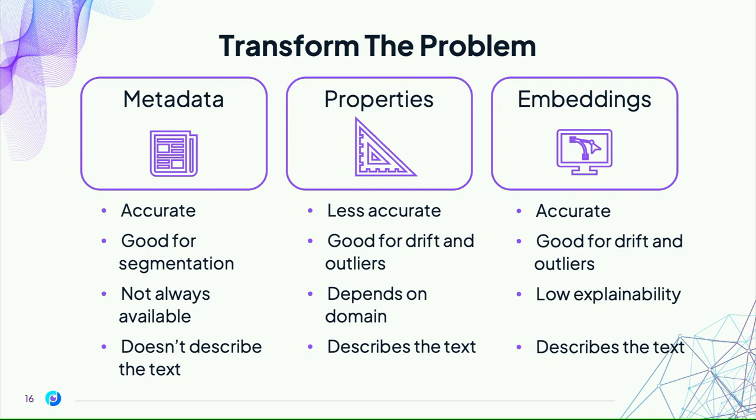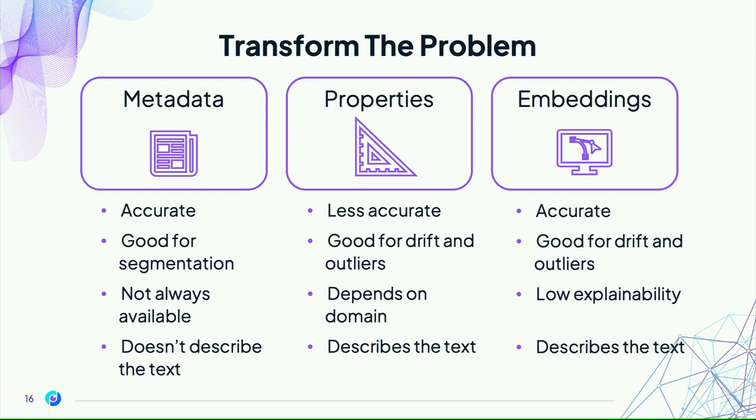So to recap the advantages and disadvantages of each method: metadata is really good for segmentation and tells us about the population dynamics of our text. But it doesn't tell us anything about the text itself, and it's not always available. Properties, on the other hand, are always available. We can always extract them, and they talk about the text itself, and they're explainable, but they're not exhaustive. The drift could happen in a dimension not covered by your properties. Finally, embeddings are more exhaustive. Usually, embeddings cover a lot of different underlying properties of the text, and they're very good for detecting drift and outliers.